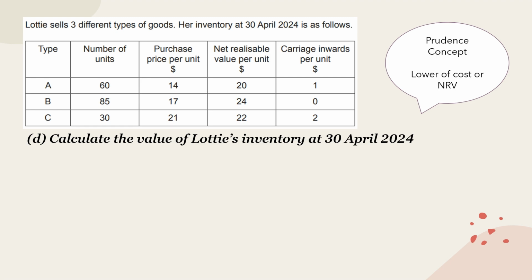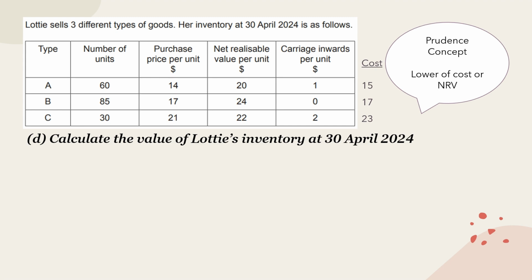Now, the net realizable value is given, but the cost, we have to calculate it. They have given the purchase price, but we have to add carriage inwards to that purchase price in order to get the cost. So let's calculate the cost. For type A, it's 14 plus $1, which is 15. For type B, it's 17 plus 0, so it's 17. 21 plus 2 for C, which is 23. So we have these values.